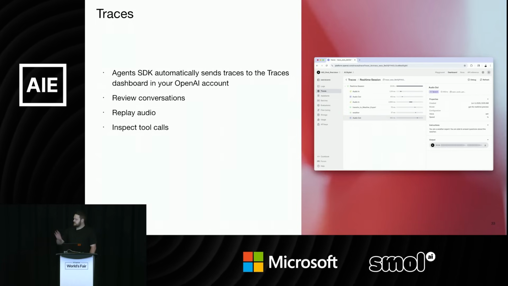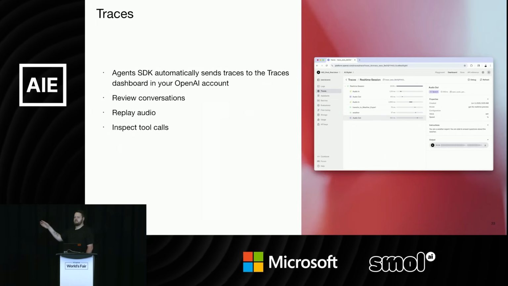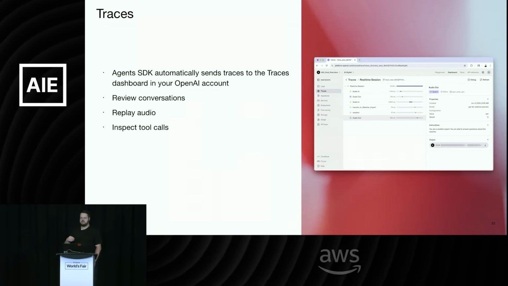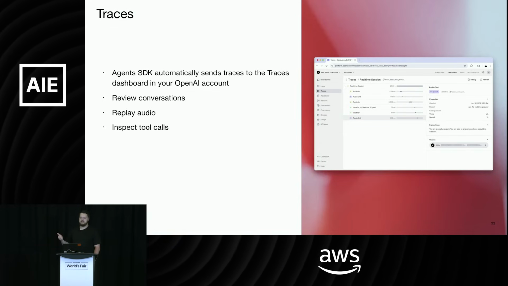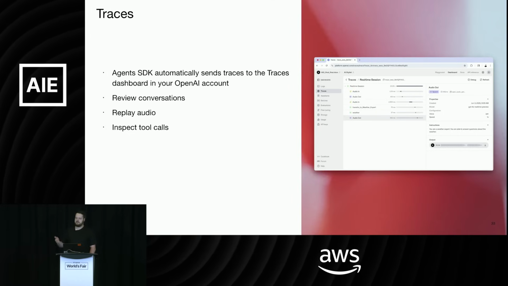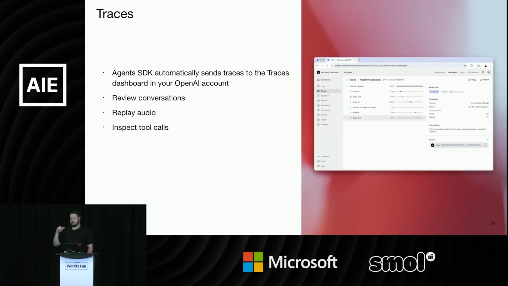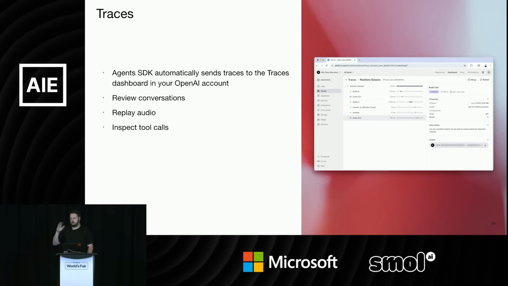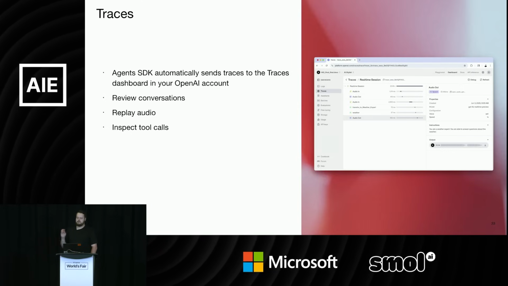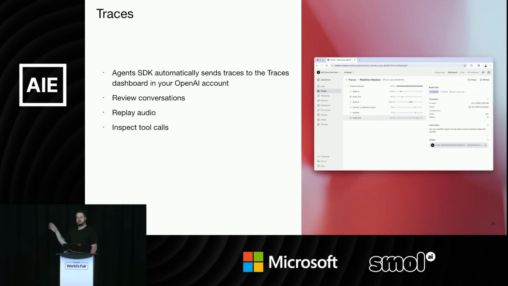The other part is the traces part is automatically going to be stored on the OpenAI platform as long as you enable that tracing. You can disable it. By default in the Agents SDK, it's enabled. And then the other aspect of that is if you are a ZDR customer, so a zero data retention customer of OpenAI, you don't have access to that traces feature.